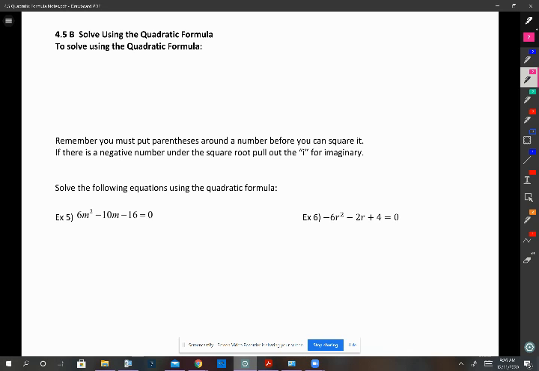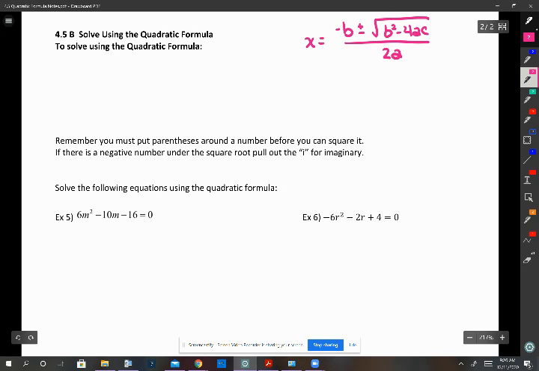All right, so now we're going to use the quadratic formula to actually solve. And so remember the quadratic formula looks like this. X is equal to negative b plus or minus the square root of b squared minus 4ac all over 2a. So that's your formula. The first thing that we're going to do is we're going to substitute our values in.